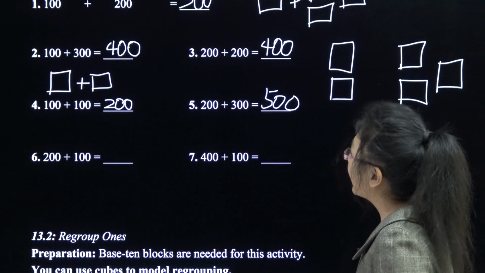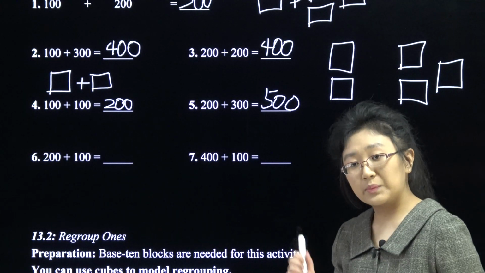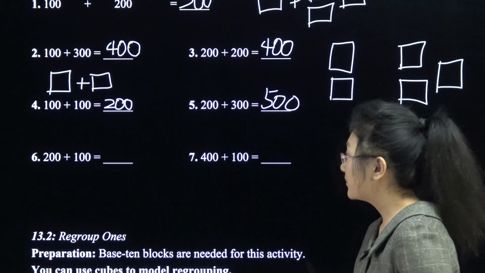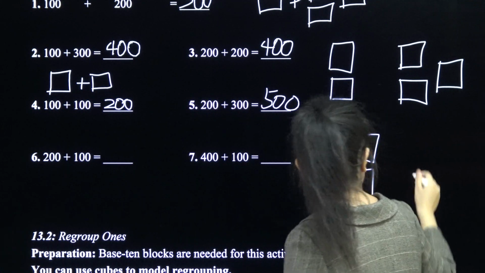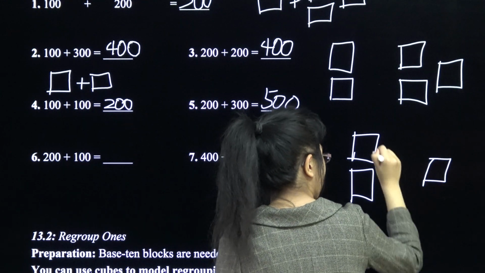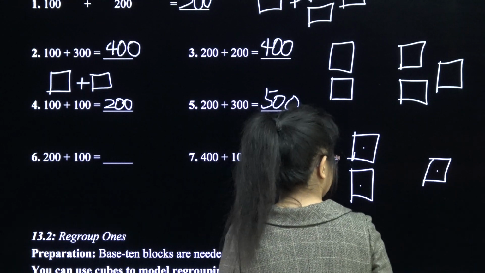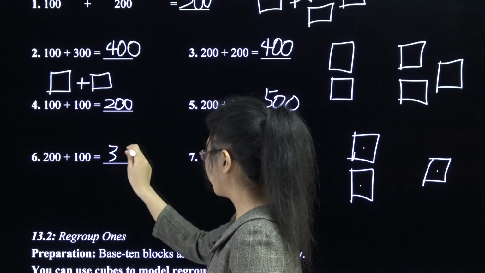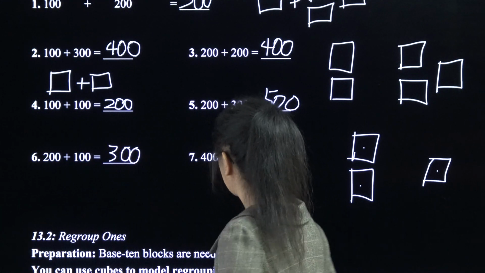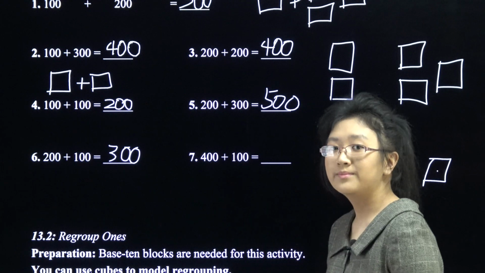Now there's 200 plus 100. 2 plus 1 equals 3. And 100, 200, and then there's another 100, so 100, 200, 300. 3 and 2 zeros.